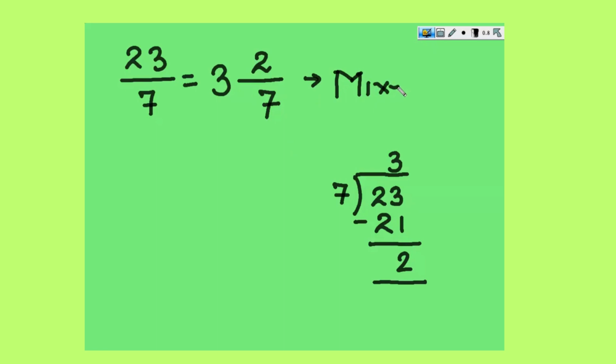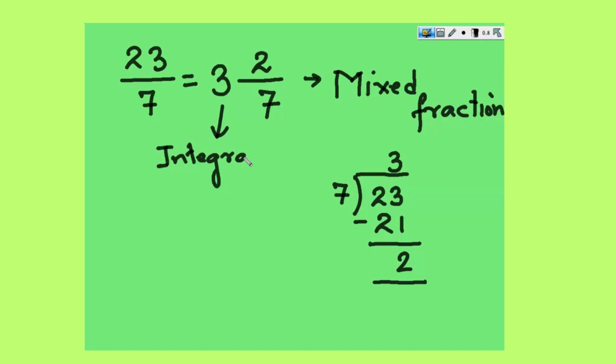Why do we call this a mixed fraction? Because there are two parts of this particular fraction. And what are those two parts? This one is called the integral part or the whole number, and this is called the fractional part. 2 by 7 over here is called the fractional part.